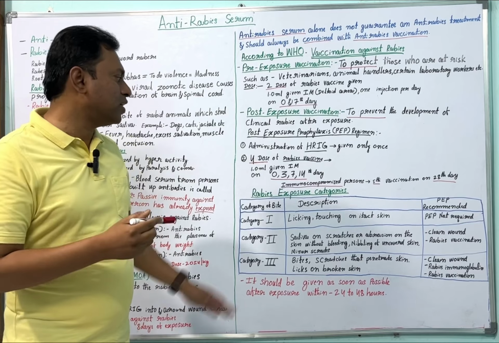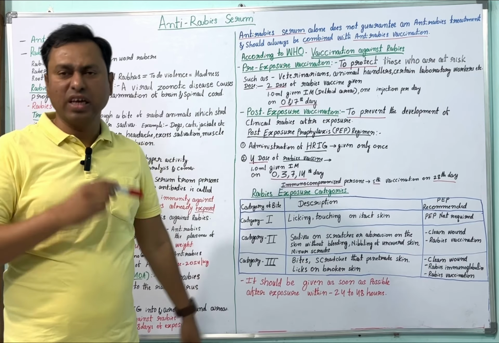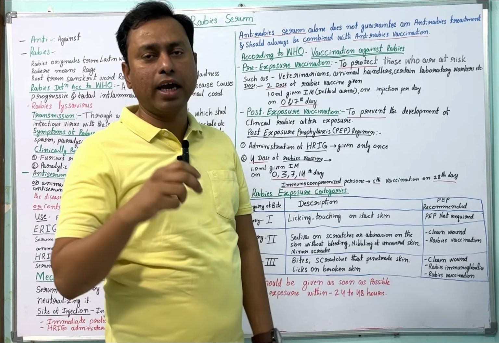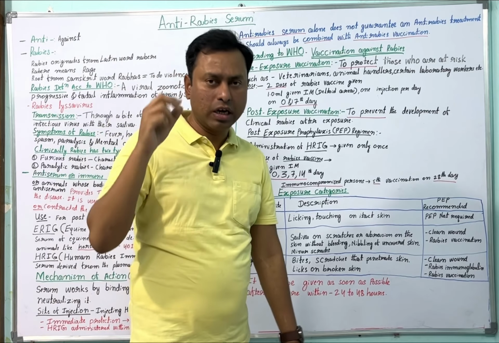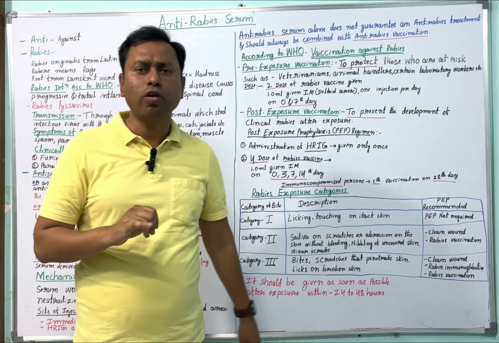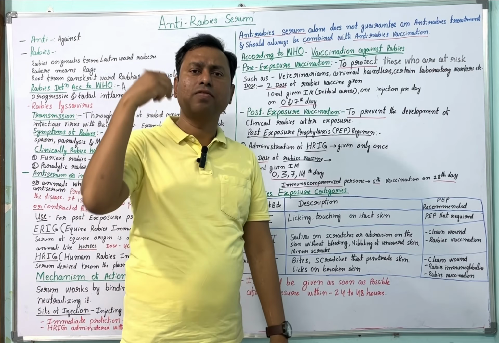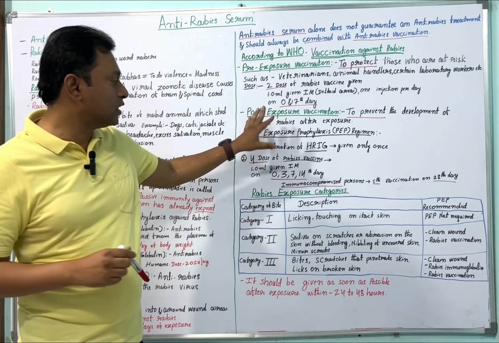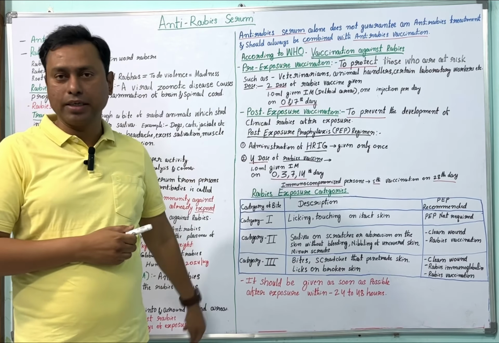Suppose the patient is immunocompromised. In that case we have to give an extra dose, a 5th dose, on the 28th day. It means that normally we are giving 4 doses, but for immunocompromised patients we give the 5th dose on the 28th day. Okay, this is about the PEP regimens.